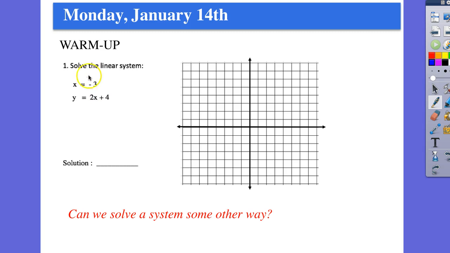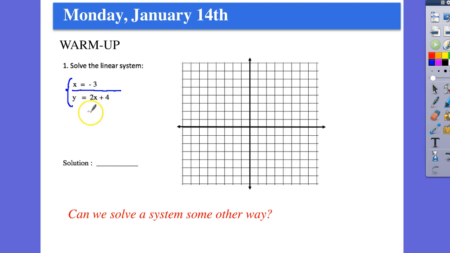For our warm-up, we are given a linear system and we are asked to solve the system. So we have two equations, x equals -3 and y equals 2x plus 4. We know that to solve the system is to find the point of intersection of the two lines. So for us to figure that out, first we have to graph these two lines. So let's do that. I'm going to get started with my second equation.